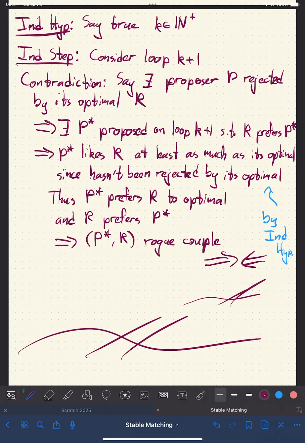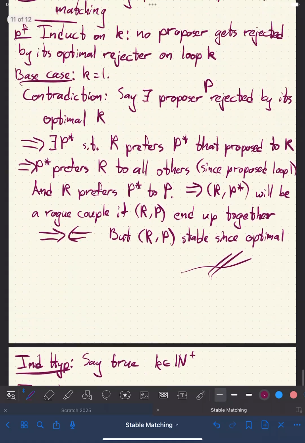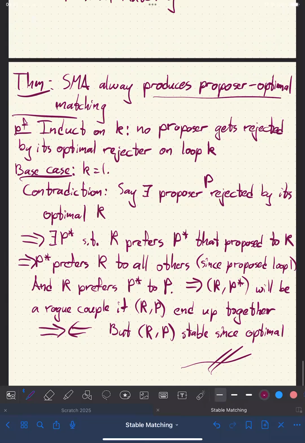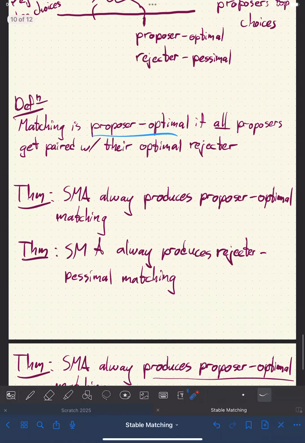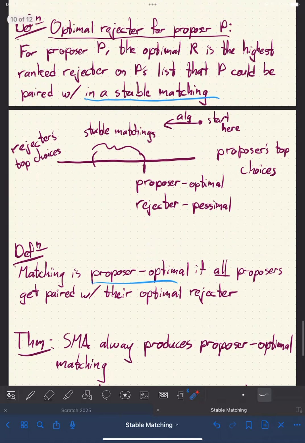So that proves the whole thing. That proves that it always produces a proposer optimal matching. Go ahead and read the notes for rejector optimal matching. Again, you're not going to reprove these for the homework or anything. But these are just powerful, surprising things. And as you think about the homework, think about what it means to be a solution to something and optimal, that there's a whole range of possible stable matchings. And deciding what's optimal is choosing which of the possible stable matchings you like.